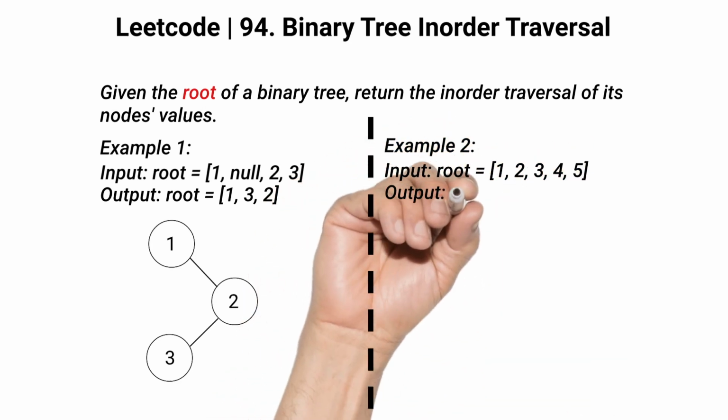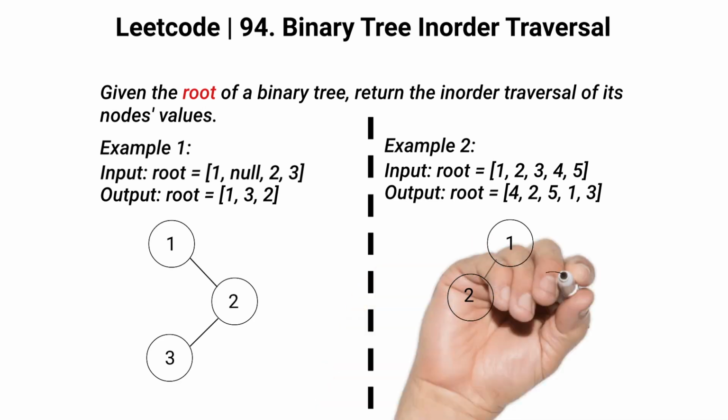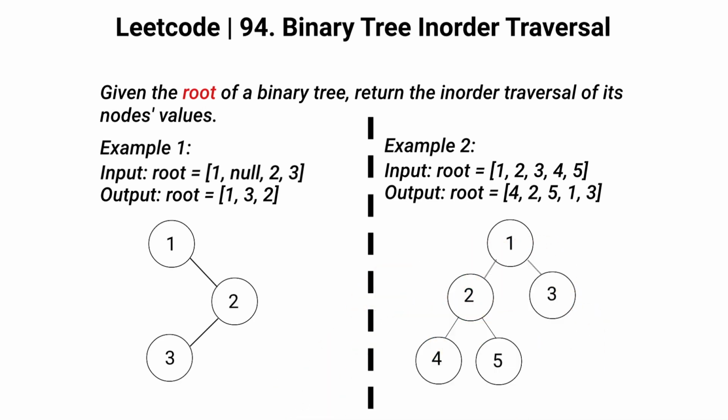Example 2. The root is 1, 2, 3, 4 and 5. The output is going to be 4, 2, 5, 1 and 3.